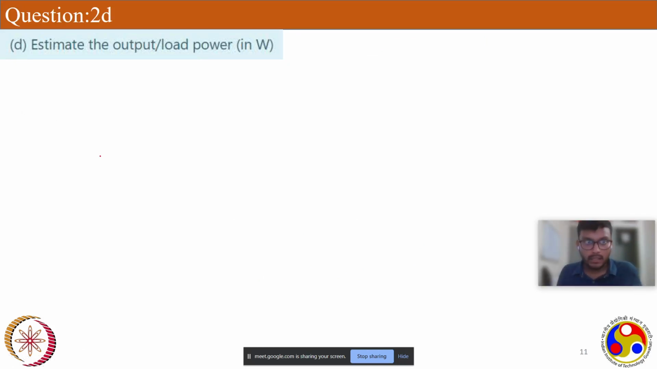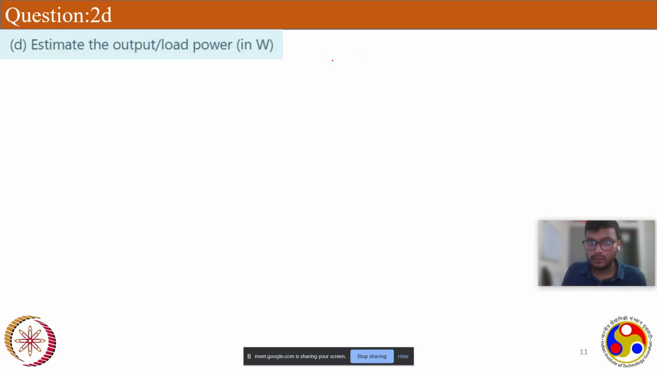Let's see quickly this question. The next question, I hope everyone got the answer. HV voltage, terminal voltage. Yeah. Now let's see the output or load power. Load power, if you see the question, it was asked in watts.